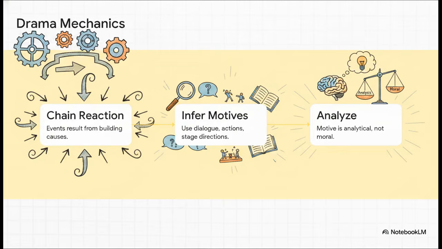Let's recap with 3 essential sentences to really lock in these complex mechanics of drama. Step 1. One event is often the result of multiple building causes, not just the last triggering incident. Step 2. Motives are inferred by acting as a detective, using dialogue, actions, and stage directions. And step 3. Determining motive is an analytical step that is entirely separate from making a moral judgment. Keep these 3 principles in your back pocket and you'll never get lost in a complex script.